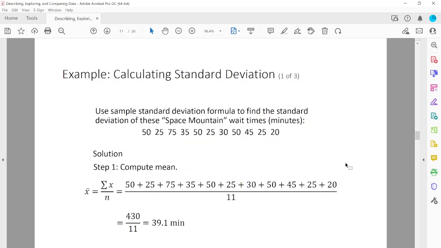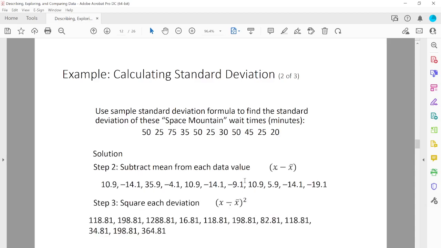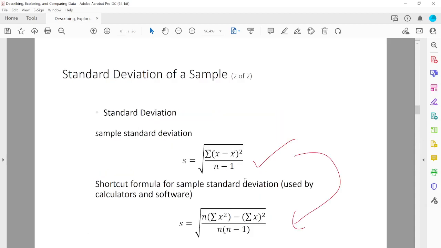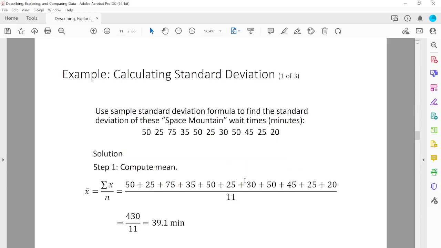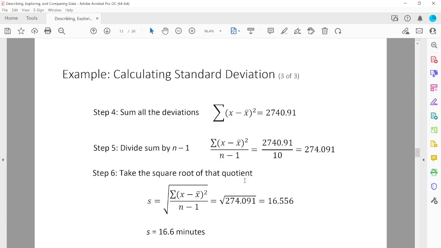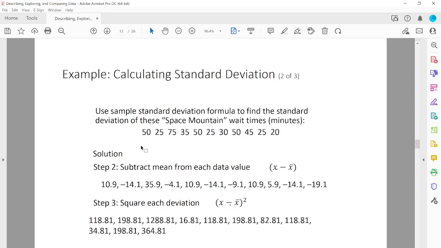So let's try to find the standard deviation for the data we have been given. The data set has 11 data values. First of all, we need to find the mean, which is just the sum divided by the number of data, which is 39.1 minutes. And then we plan to use this formula for finding the standard deviation. So we start with the mean. Always find the mean.